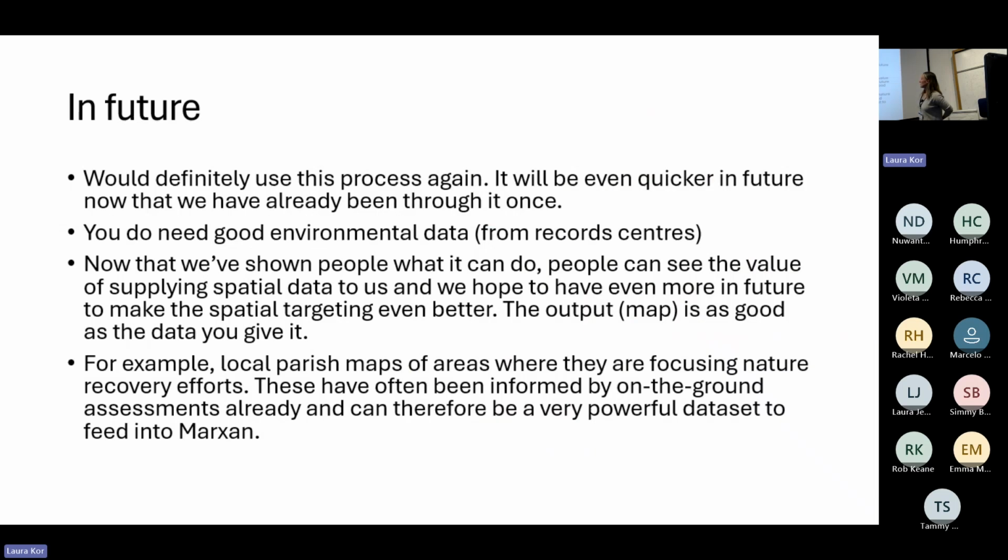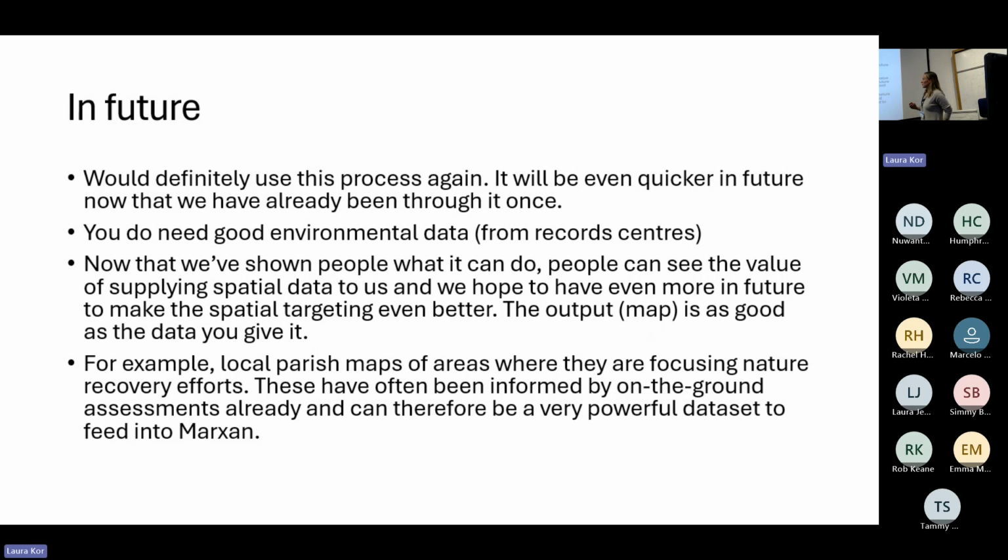So in future, would I use it again? Yes, I think it'll be even quicker now that we've set some of those targets, those features. We've got groups that can start this agreement and people have started to understand the process at a local level. You do need good environmental data from your record centres, and we were really lucky that we're in that position. We've got a great record centre.